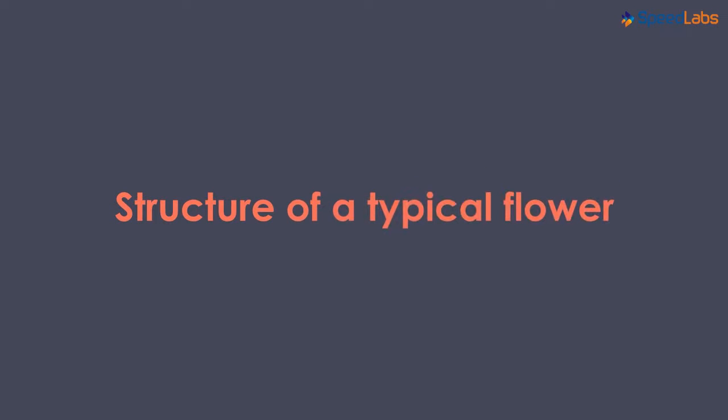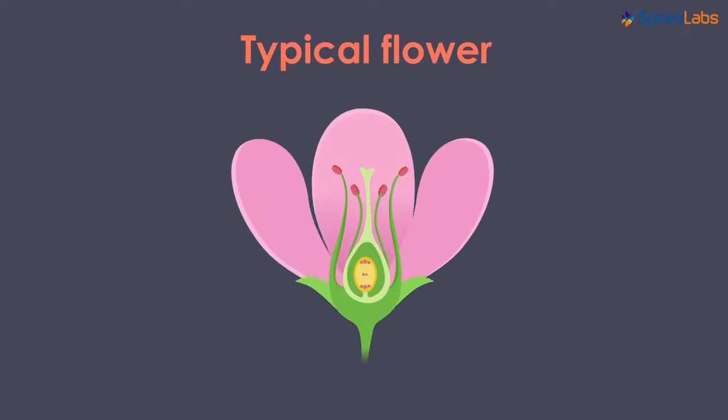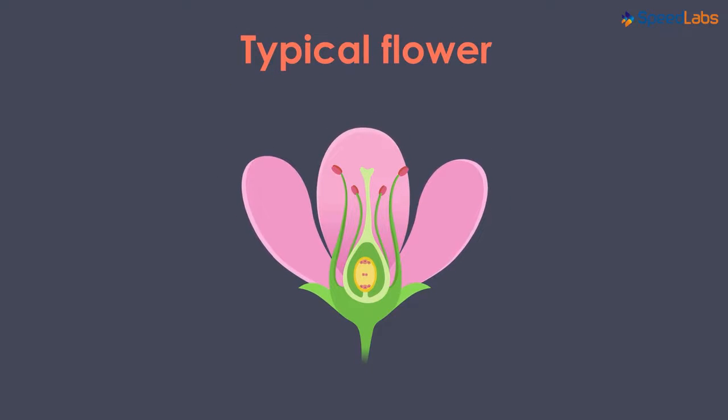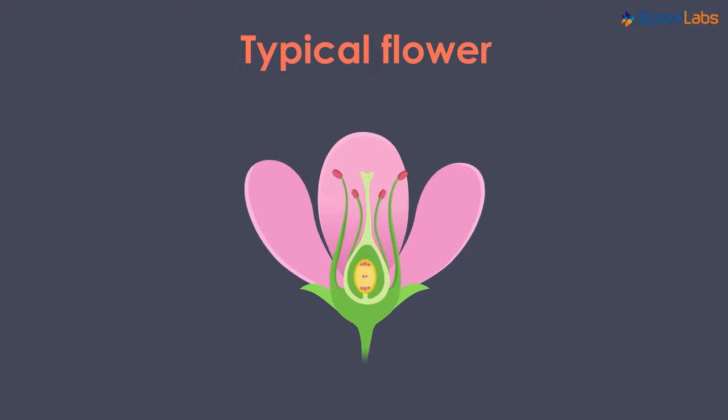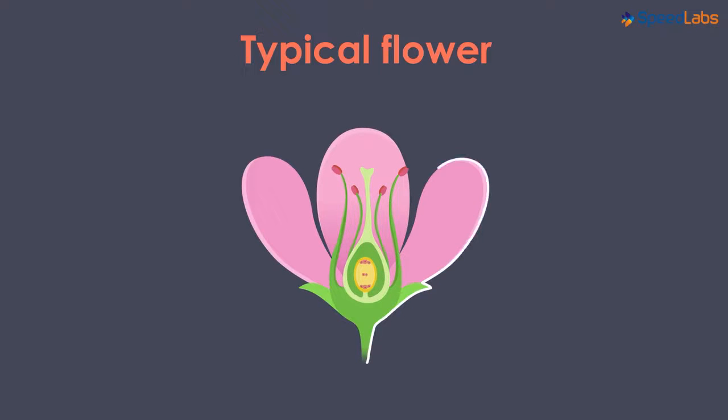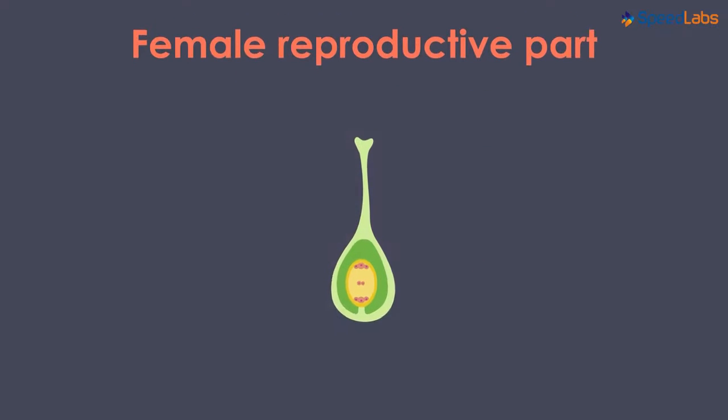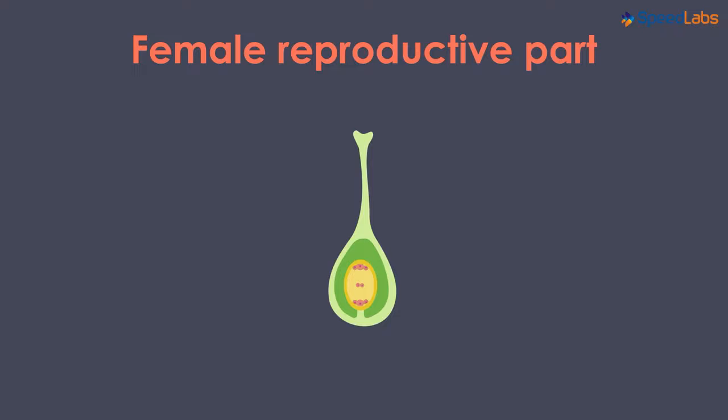Previously, we learnt about the structure of a typical flower. Does it look like this? Yes, it does. The flower has these essential and non-essential parts as seen here. Let us understand the important roles of each part in this video. Let us begin with the female reproductive part first.